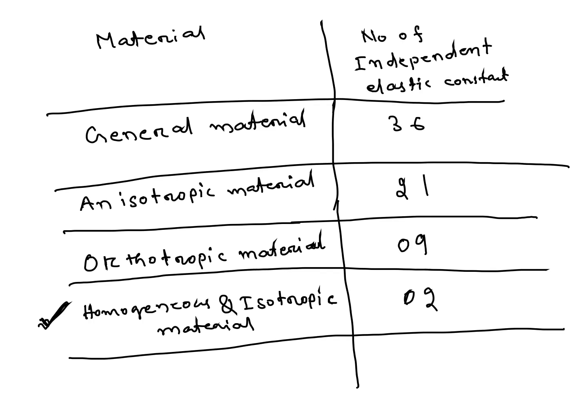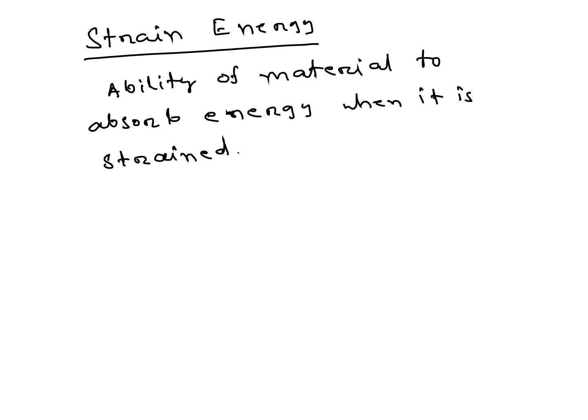Next is strain energy. Strain energy is the ability of a material to absorb energy when it is strained. It is half P into delta, or half T into theta. T is the applied torque and theta is the angle of twist due to the applied torque. P is the applied load and delta is the elongation due to the applied load.